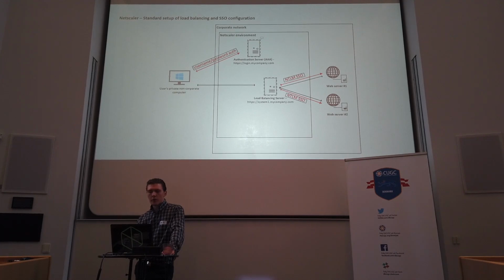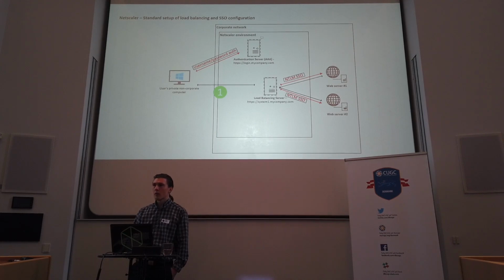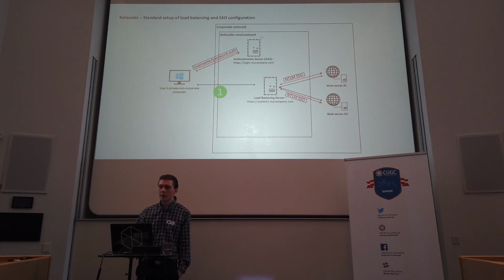So let's go through the process flow here. I'll log on to this system called system1.mycompany.com. So he opens a web browser and he browses to it. The load balancing server will reply. He will see that the user doesn't have a AAA authentication cookie, so he will redirect the user to login.mycompany.com for authentication. The user is presented with the Netscaler login form, and he types in his username and password, and he succeeds, and he gets the cookie in his web browser.